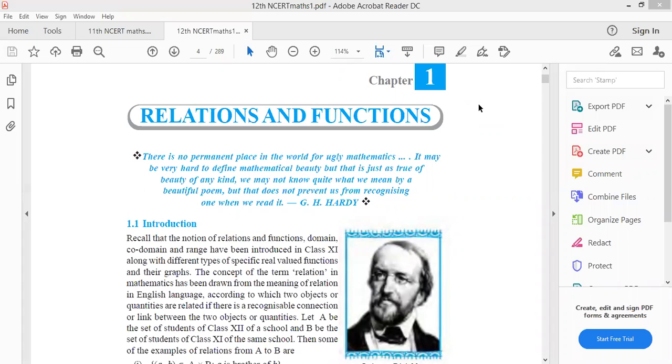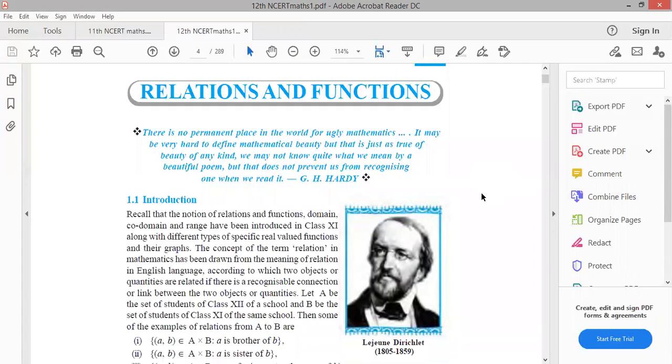Earlier, we have gone through sets, relations, and functions in class 11th, and some of the main concepts we have discussed there. If you have not gone through the basic concepts of set theory and relations and functions, you may please visit our previous videos, and then after that see this video in order to have a clear understanding.